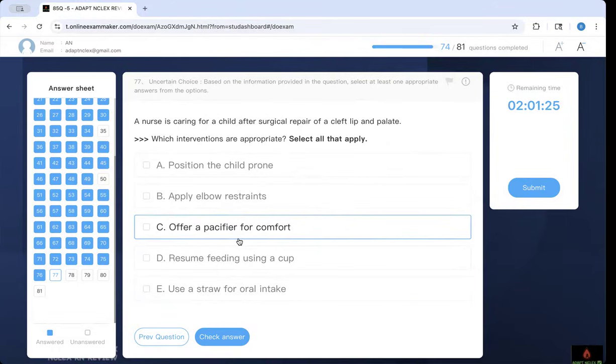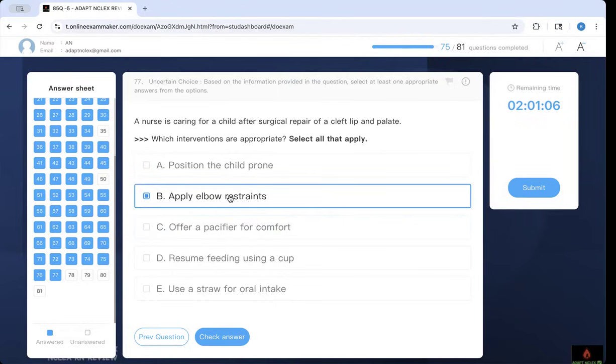The key concept when it comes to cleft lip and cleft palate is we don't want them to suck anymore. And then we don't want injury to the repair. Therefore, positioning prone is not appropriate. Apply elbow restraint so that the kid does not destroy the sutures.